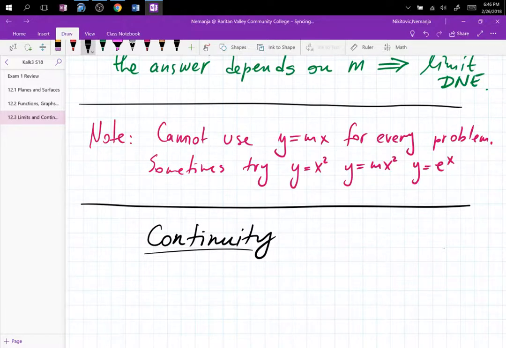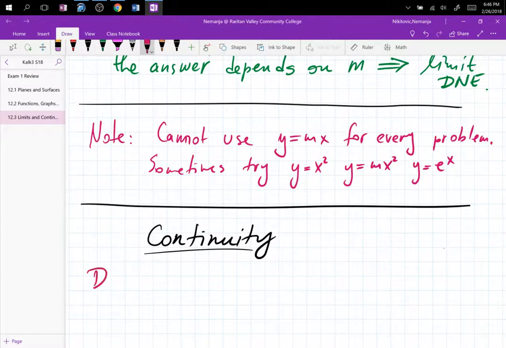So continuity is the last part of this lecture, and it's going to be the same definition as in Calc 1 adapted to the Calc 3 two-dimensional domain input. If you remember your Calc 1, the function value has to exist, the limit has to exist, and they have to be the same. That was Calc 1. Now I'm going to write the same thing in Calc 3.